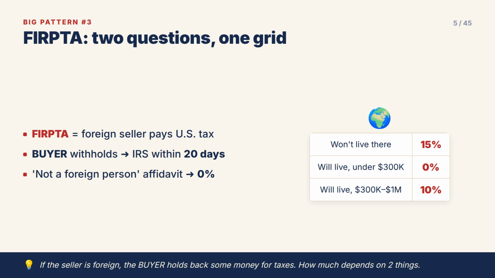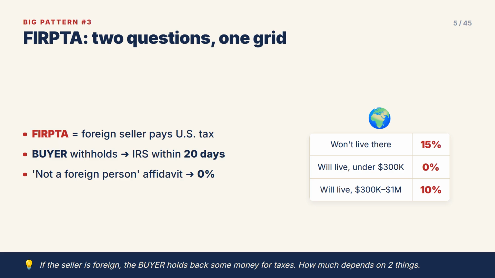FIRPTA is the federal law that makes sure a foreign seller pays U.S. taxes when selling U.S. real estate. And here's the twist everyone forgets. The buyer is the one who must hold back the money and send it to the IRS within 20 days of closing. Not the seller, not the title company.